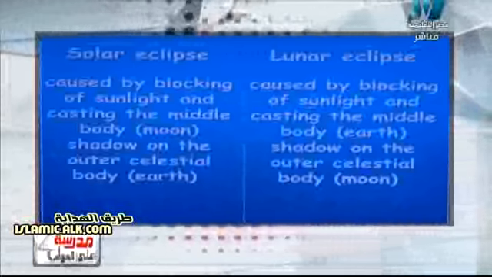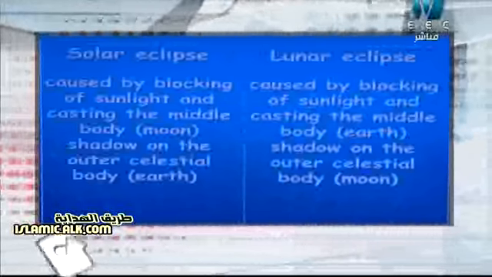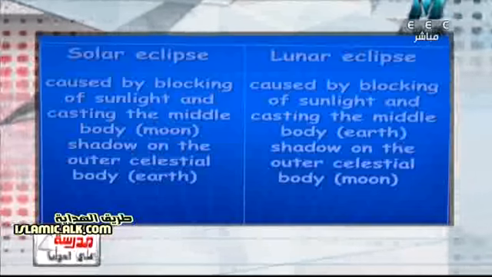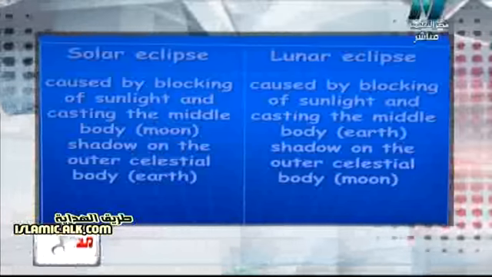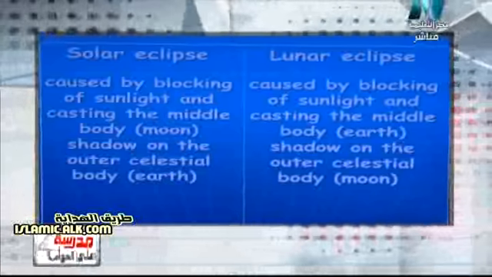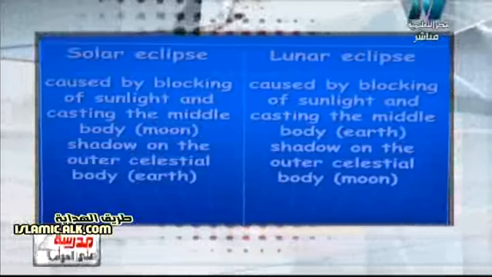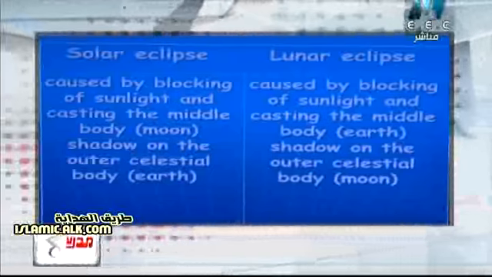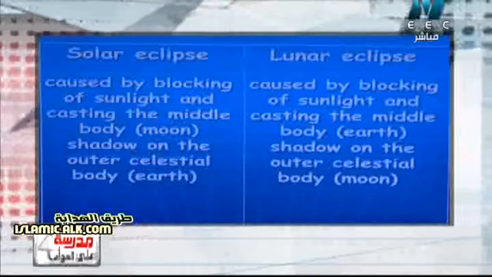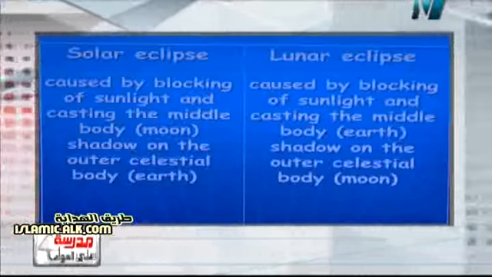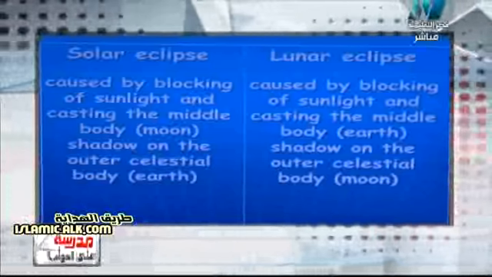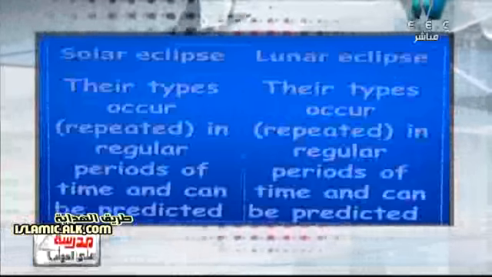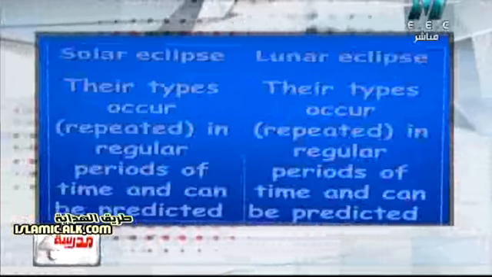Solar eclipses are caused by blocking the sunlight and casting the shadow of the middle body, which is the moon in this case, on the outer celestial body. It happens when the moon blocks the sunlight from the Earth. What about lunar? It is caused by blocking of sunlight and casting the shadow of the middle body, Earth, on the outer celestial body, the moon.